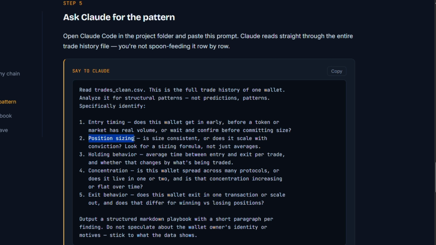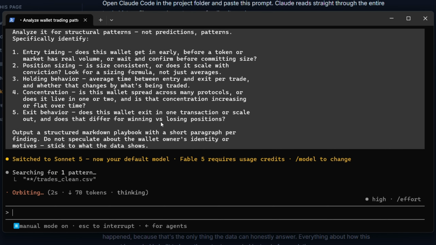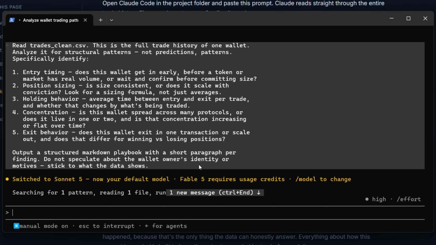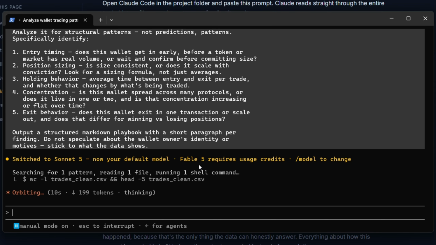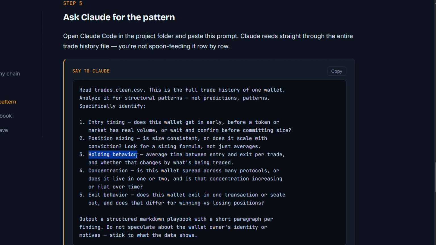We want the position sizing. Is this wallet betting the same amount every time, or does size scale with how confident it seems to be? And if so, is there an actual formula behind that scaling? We want the holding behavior. How long does a position sit before it gets closed, and does that change depending on what it's holding?